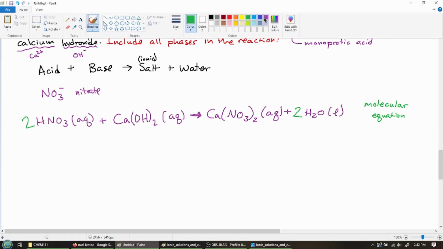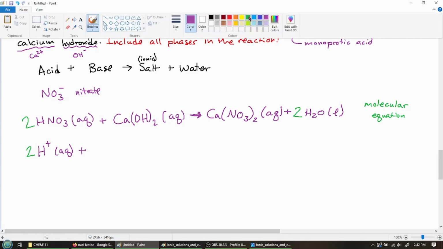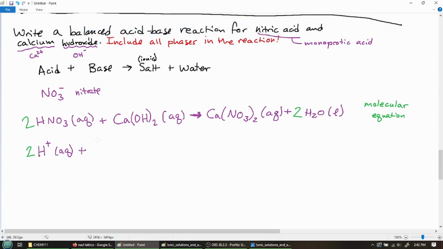But let's convert this into a complete ionic equation. Okay, so this thing, the nitric acid, because we know this is a strong acid, is going to completely split apart in solution. Right? Every 2 moles of nitric acid are going to split into 2 moles of protons, and we're also going to have 2 moles of nitrate.